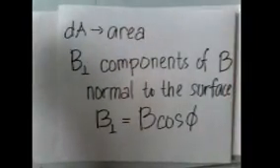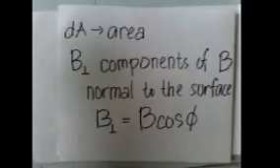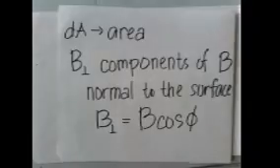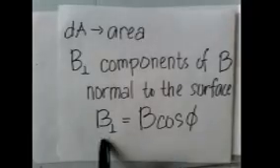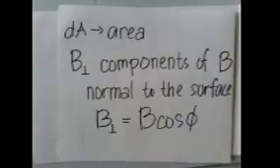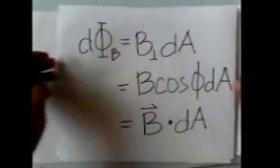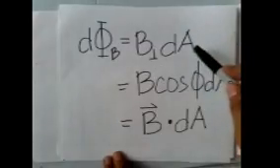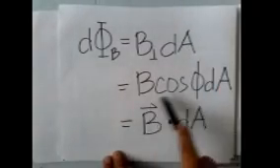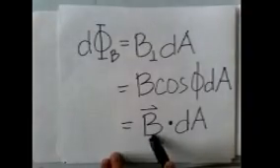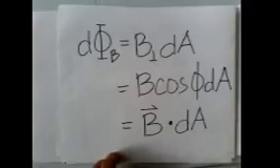So dA is the infinitesimal area, or the small element of the area, where B perpendicular is the component of the magnetic field normal to the surface. So B perpendicular is equal to B cosine phi. Our magnetic flux is equal to B perpendicular times the area, or B cosine phi dA, or it is equal to the magnetic field B dot dA.